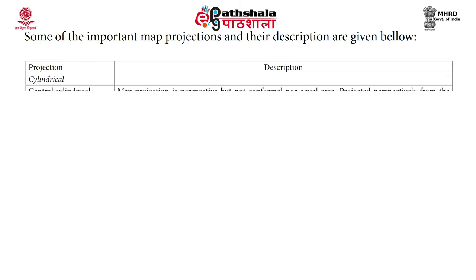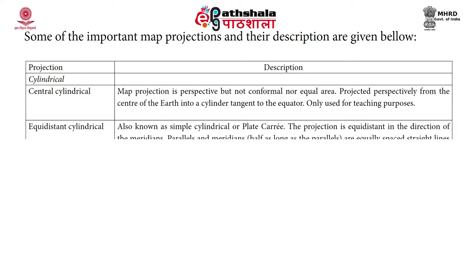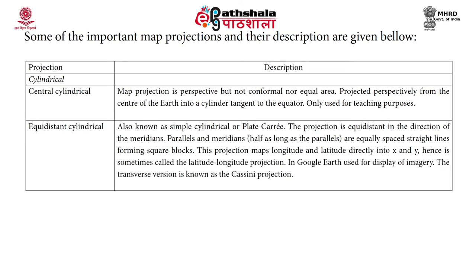Let us look into the cylindrical first. Central cylindrical map projection is perspective but not conformal nor equal area, projected perspectively from the center of the earth onto the cylinder tangent to the equator, only used for teaching purposes. Next is equidistant cylindrical, also known as simple cylindrical or plate carrée. The projection is equidistant in the direction of the meridians; parallels and meridians are equally spaced, straight lines forming square blocks.